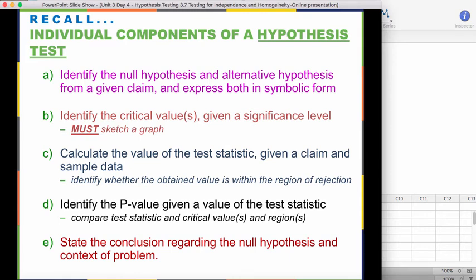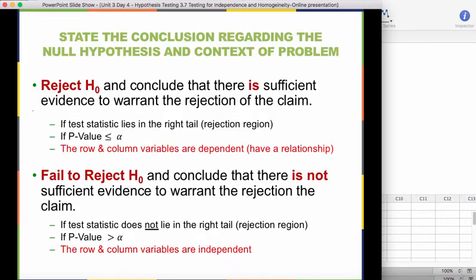Again, remember those individual components of a hypothesis test. You'd identify the null and alternative hypothesis from a given claim, expressed both in symbolic form. You'd also be determining what your claim and counterclaim are as well. Identify your critical values. You calculate the value of the test statistic, identify the p-value, and then you state the conclusion regarding the null hypothesis and in the context of the problem.